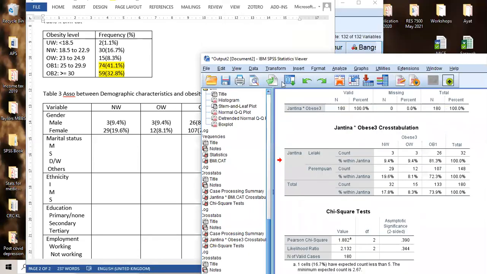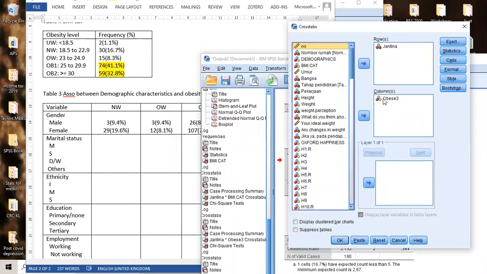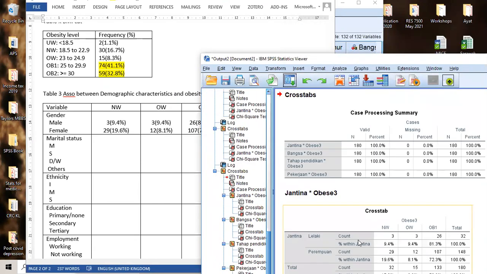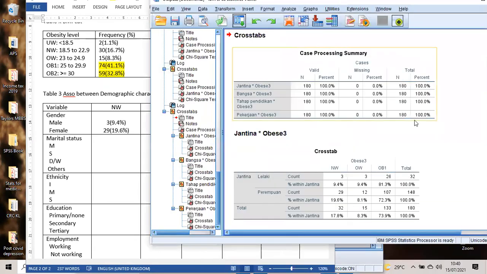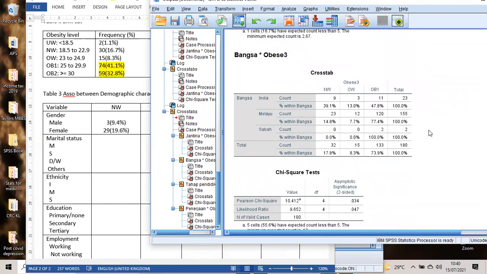Must you do one by one, or can you do all in one go? I can do all in one go. Bangsa, tahap pendidikan, kerjaan, all can be done in one go. Not umur, umur is quantitative. Just click OK. Let's see which variable makes a difference. You already did Jantina? Next, Bangsa.